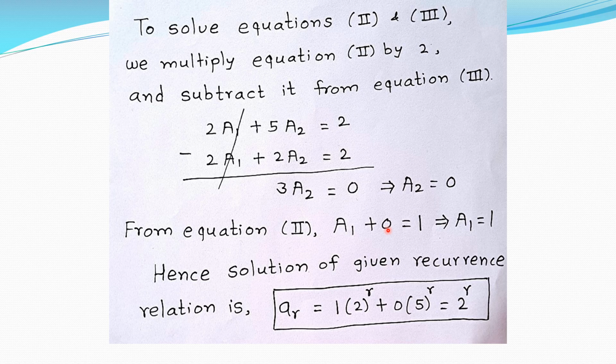Now our homogeneous solution of given recurrence relation is AR is equal to A1 into 2 raised to R plus A2 into 5 raised to R. But value of A1 is 1 and value of A2 is 0. So it is 1 into 2 raised to R plus 0 into 5 raised to R. So this is 0. So it is just 2 raised to R. Thank you. So this is the end of our unit number 4.